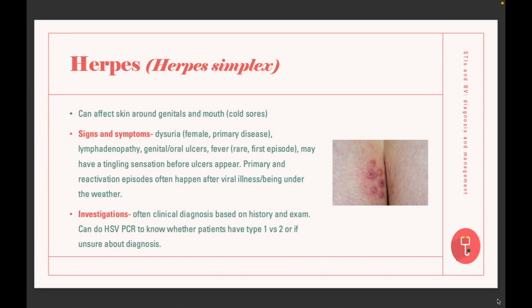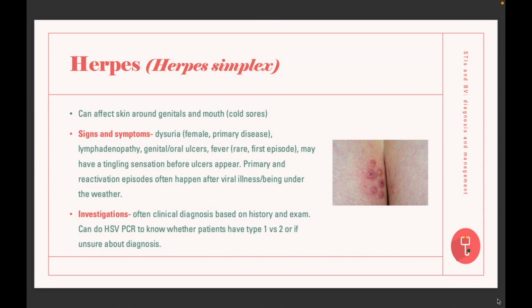They might have a prodrome, usually a tingling sensation before they get the ulcers. Often you'll see patients who know they have genital herpes come in and say that they've had this sort of prodrome, this tingling sensation, and they'll come to access antivirals because they know that they're about to get an episode.